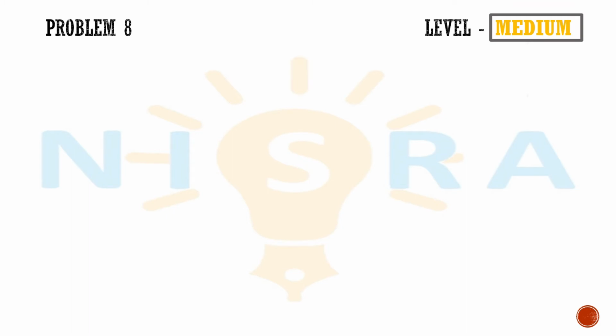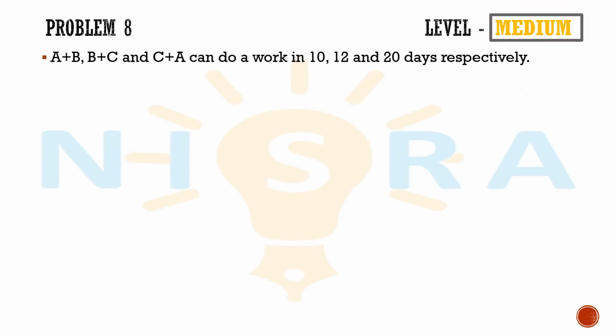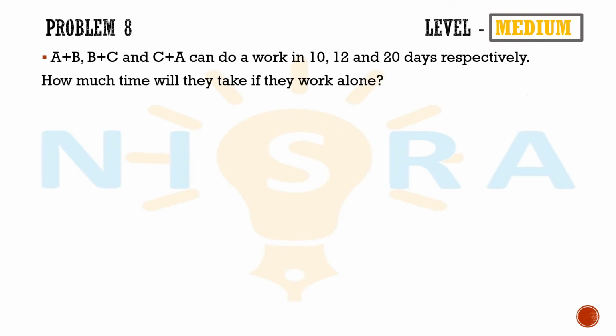Now we look into problem 8. A and B, B and C, C and A can do a work in 10, 12, and 20 days respectively. How much time will they take if they work alone? So, to solve this problem, we have to find out how much work together they can do in one day. So, from the problem statement, we know A and B can do a work in 10 days, B and C can do a work in 12 days, C and A can do a work in 20 days.